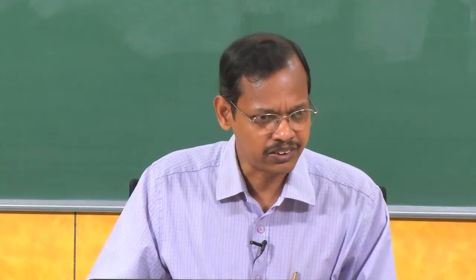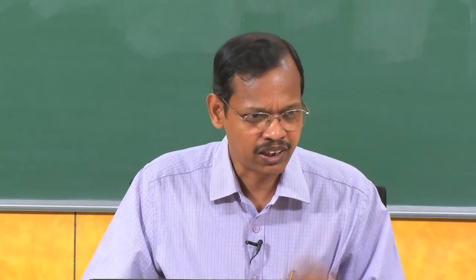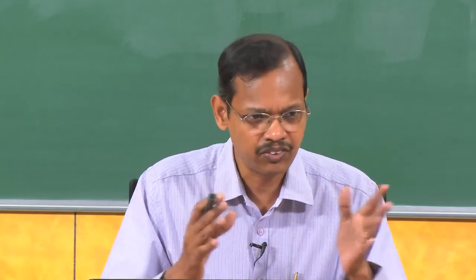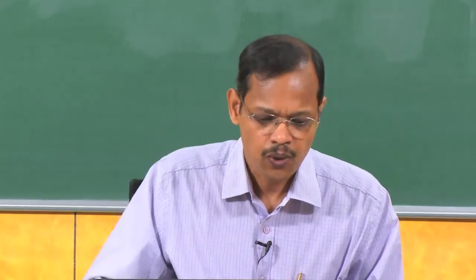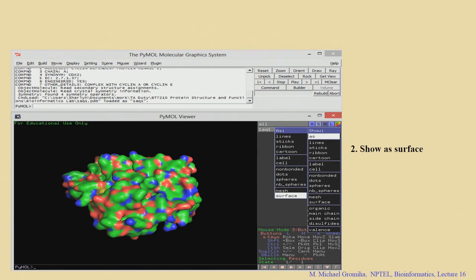For example, to see the B factors. We discussed B factor. What is the B factor? It is the temperature factor. This will give you the fluctuations of each residue, for example, how much they fluctuate and how rigid they are. So, if I take this file, one AQ1, I open this file in these lines.